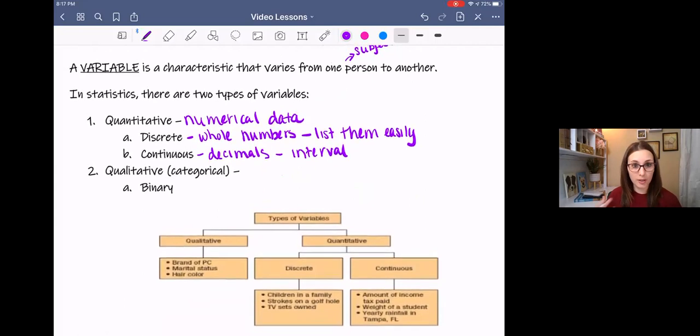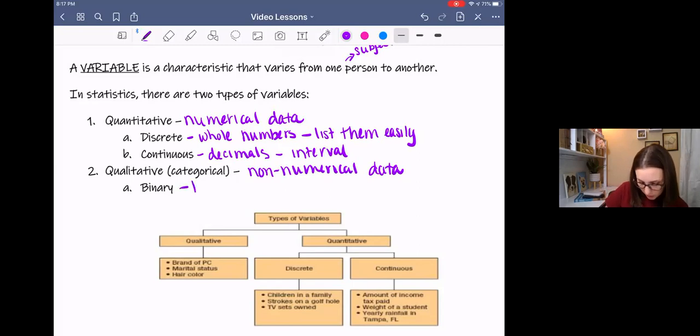Qualitative is like quality. You might also see this referred to as categorical. It is non-numerical data, something that's not a number, like hair color. And then within qualitative, you can have binary data. Binary means two, so that's where there are two answer choices, like male, female, yes, no. Two choices means binary.